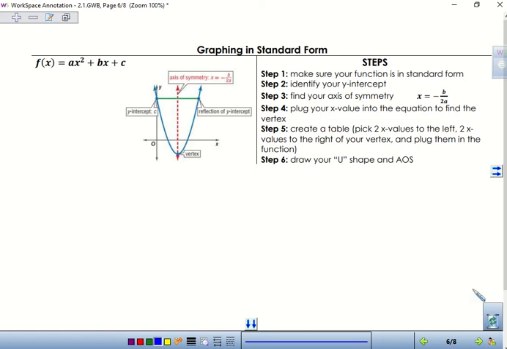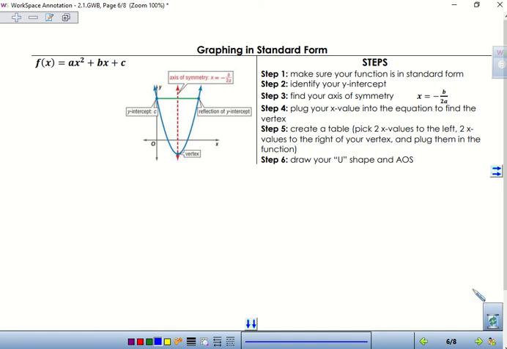Now, since we can't just look at this form and identify the vertex, we actually have a little formula called the axis of symmetry formula, which is x equals negative b over 2a. This formula allows us to find what the axis of symmetry is. Once we know what the axis of symmetry is, we know that the axis of symmetry is the same thing as the x-coordinate of my vertex. I can then take the x-coordinate of my vertex, plug it into the function, and find the y-coordinate. In addition to that, what's really cool about this form is this is exclusive to only this form.